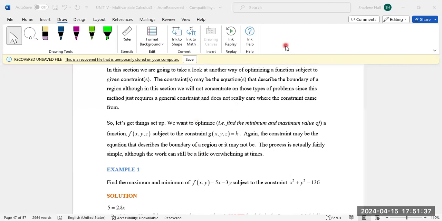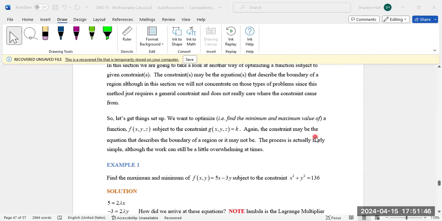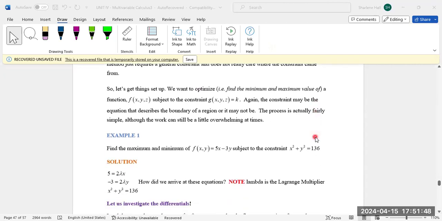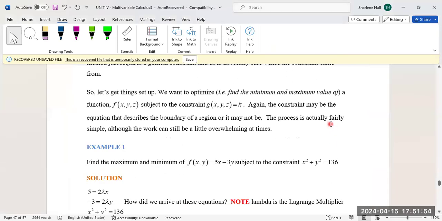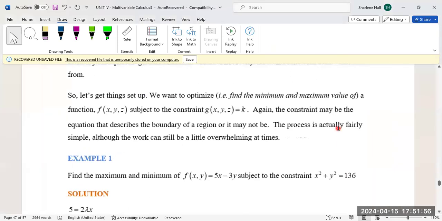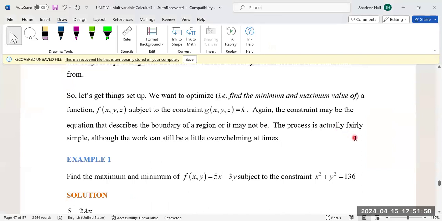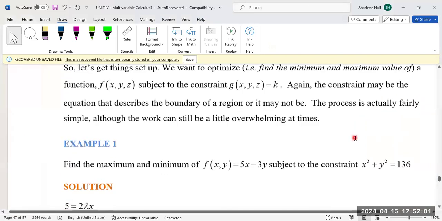So we know what the constraint is: 136. Let us look at the solution. I just want to work with it, because I'm going to go through this thing step by step. I'm just trying to make it bigger so that it fills up your screen and you can see exactly what is happening.